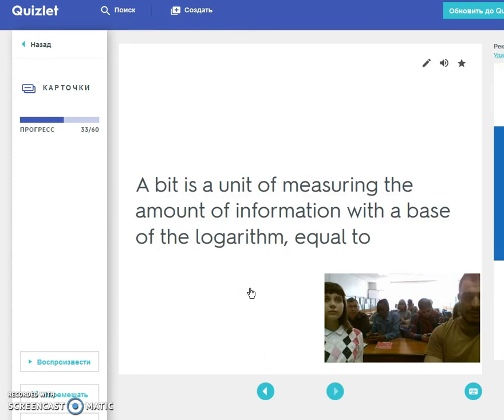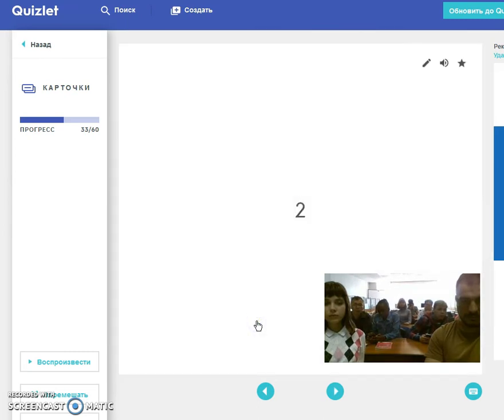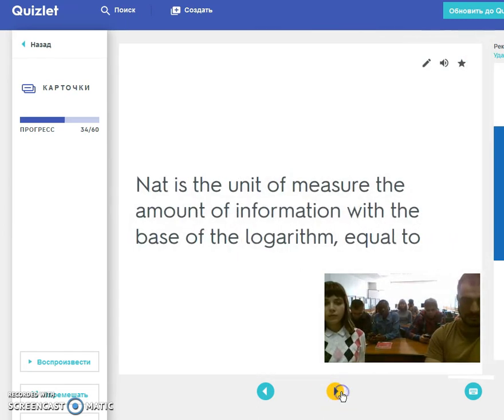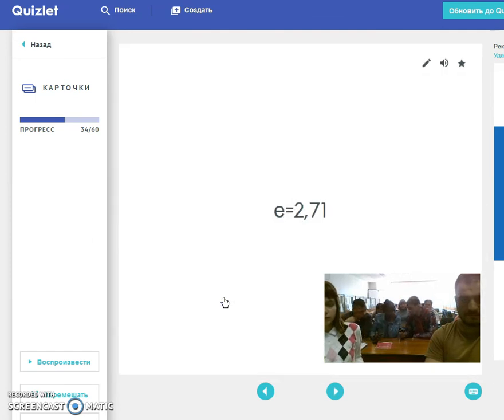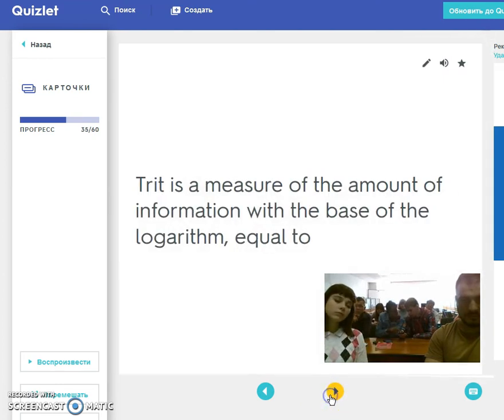A bit is a unit of measuring the amount of information with a base of the logarithm equal to 2. A nat is the unit of measure of the amount of information with the base of the logarithm equal to e = 2.71. A trit is a measure of the amount of information with the base of the logarithm equal to 3.